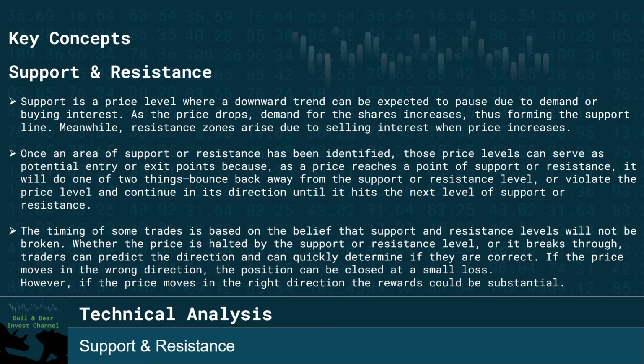The timing of some trades is based on the belief that the support or resistance levels will not be broken. Whether the price is halted by the support or the resistance level, or it breaks through, traders can predict the direction and can quickly determine if they are correct. If the price moves in the wrong direction, the position can be closed with a small loss. However, if the price moves in the right direction, the rewards could be substantial.